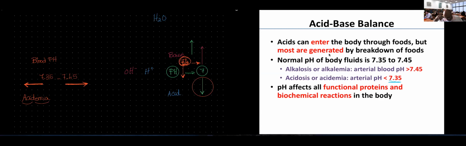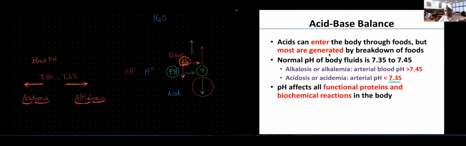What do you think? Base. I have more base. Above 7, up, up, up, it's a base. So I have more alkalis. So we call this alkalemia. So again, if I have extra acids in the blood, acidemia. If I have extra alkalis in the blood, it's alkalemia.